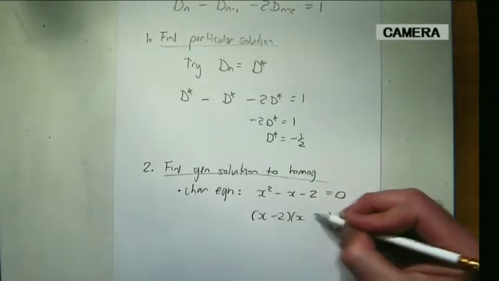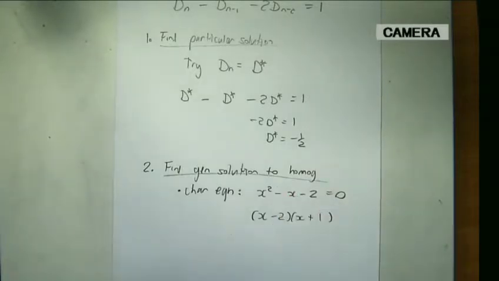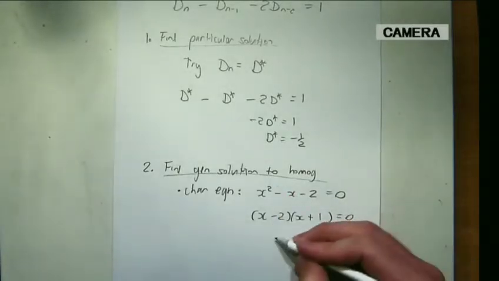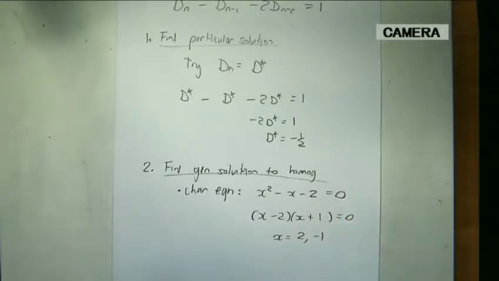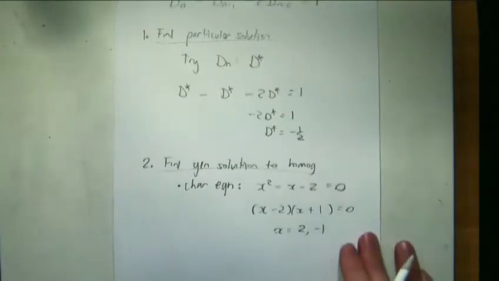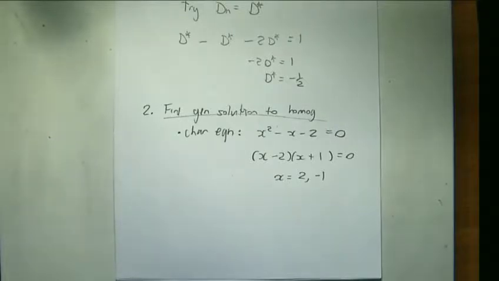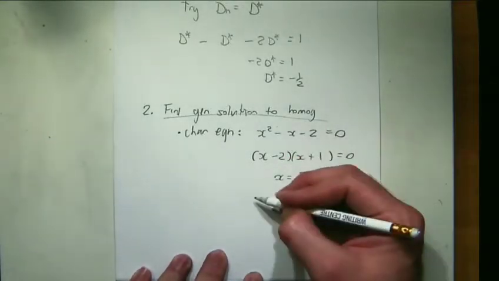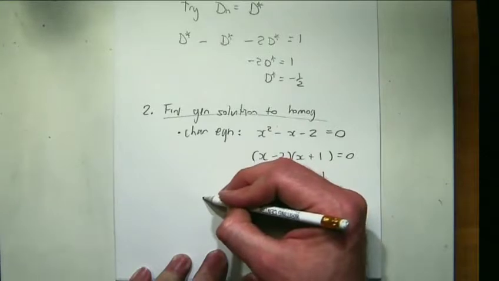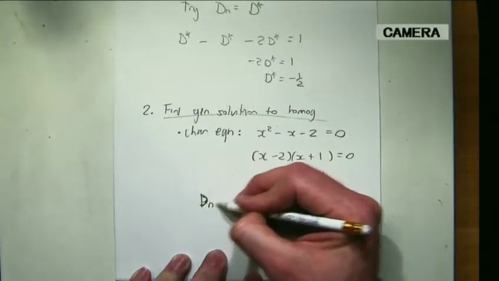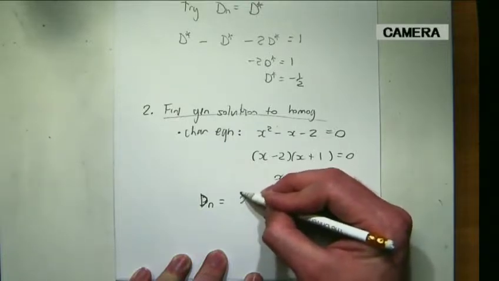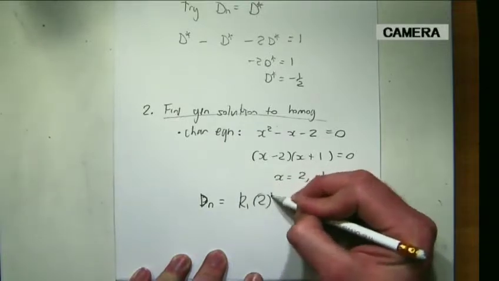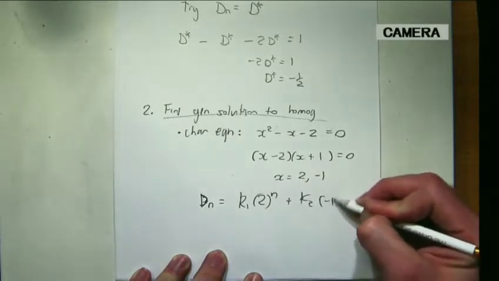Minus 2 and 1 ought to do the trick, I reckon. Minus 2 plus 1 is, yep, okay. So I get x equals 2 and minus 1. And so the rules say that my general solution is that dn is k1 times 2 to the n plus k2 times minus 1 to the n.